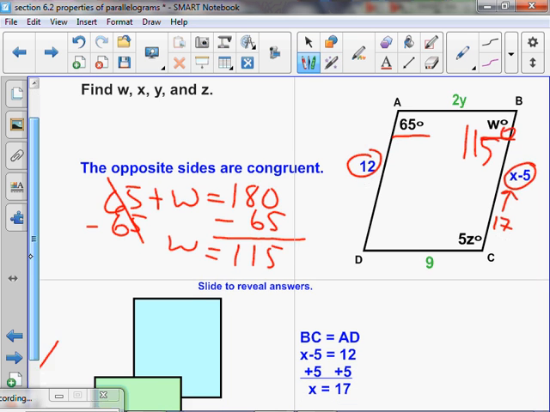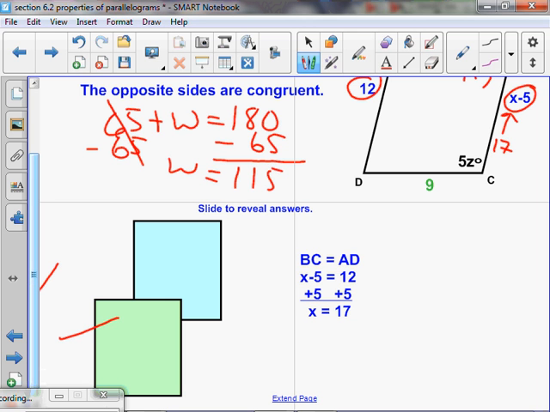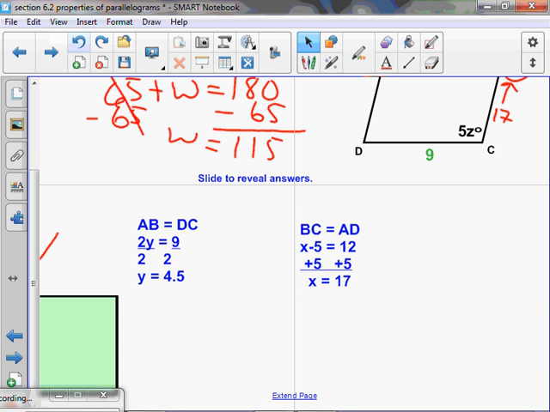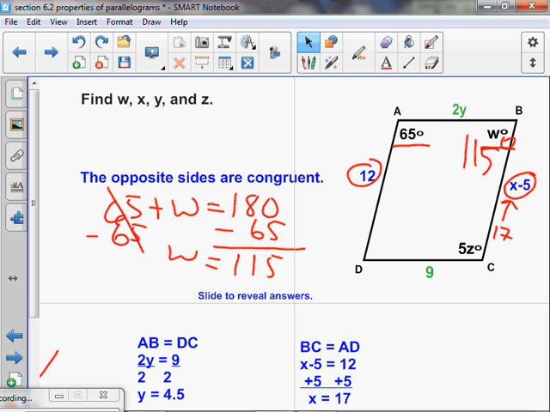And now we're going to try to solve for y. There's one other thing that we know, and that's the other two sides are congruent as well. 2y and 9 must be equal to each other, so we set them equal to each other down here. AB is equal to DC, 2y equals 9, divide both sides by 2, and you get that y is 4.5. So once again, we will write in our missing information. y equals 4.5.